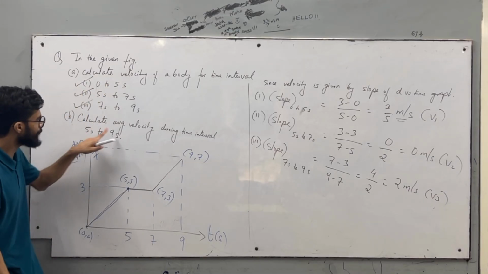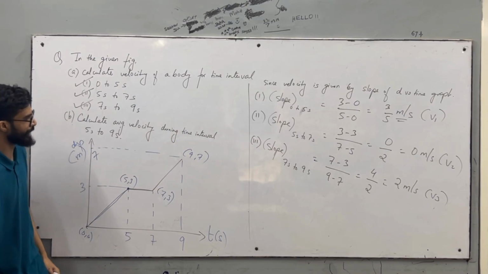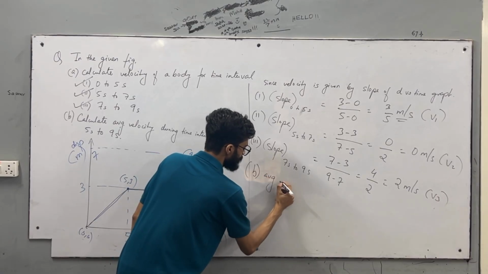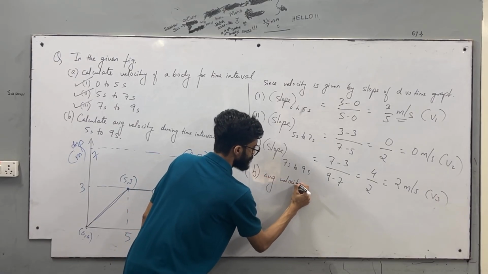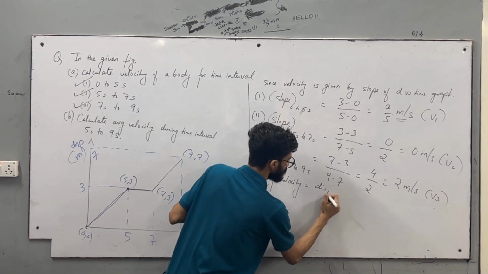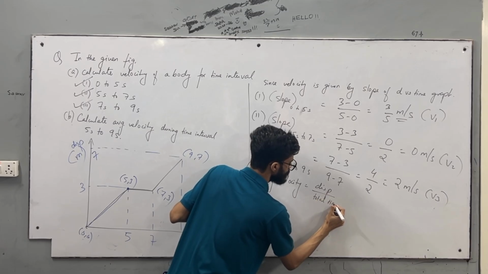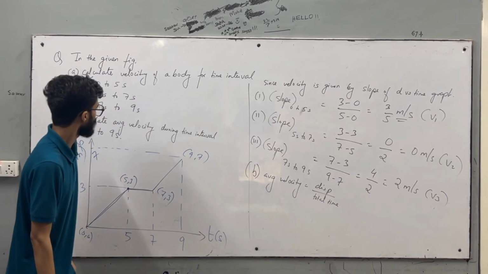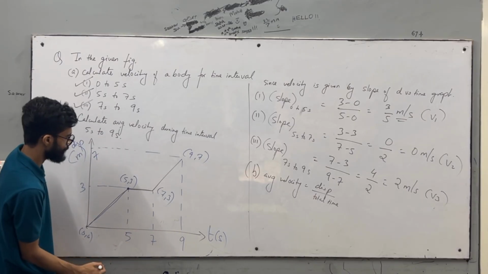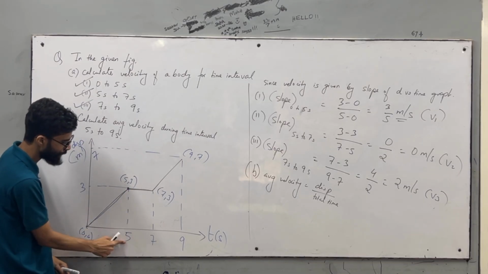Now calculate average velocity during time interval 5 seconds to 9 seconds. अभी देखो B के लिए average velocity is displacement upon total time. Now मुझे बताओ 5 to 9 seconds. 5 to 9 seconds में my body is at 5, 3 at t equal to 5 seconds.